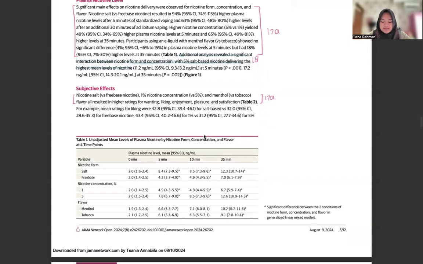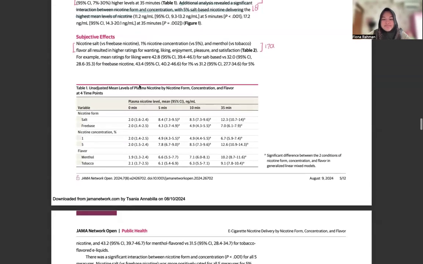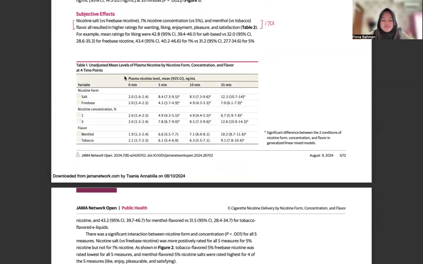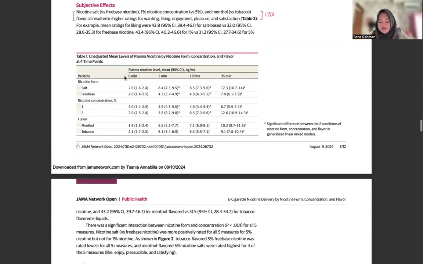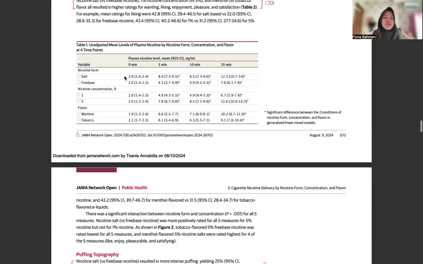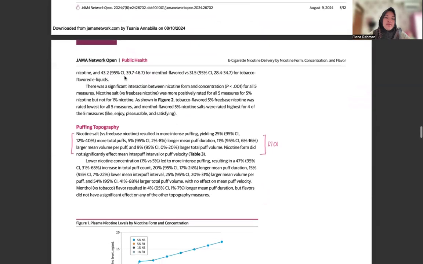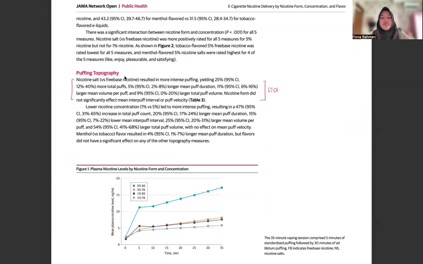In the subjective effect section, it contains both a primary and secondary outcome. It's written that 1% nicotine salt, 1% nicotine concentration, and menthol flavor resulted in higher ratings for wanting, liking, enjoyment, pleasure, and satisfaction. In Table 1, it contains the baseline demographic and also clinical characteristics for each group. Next, we will move to the puffing topography section.